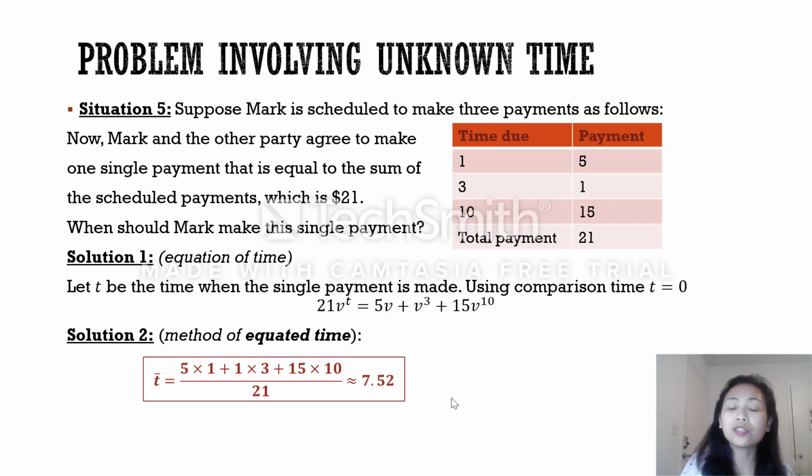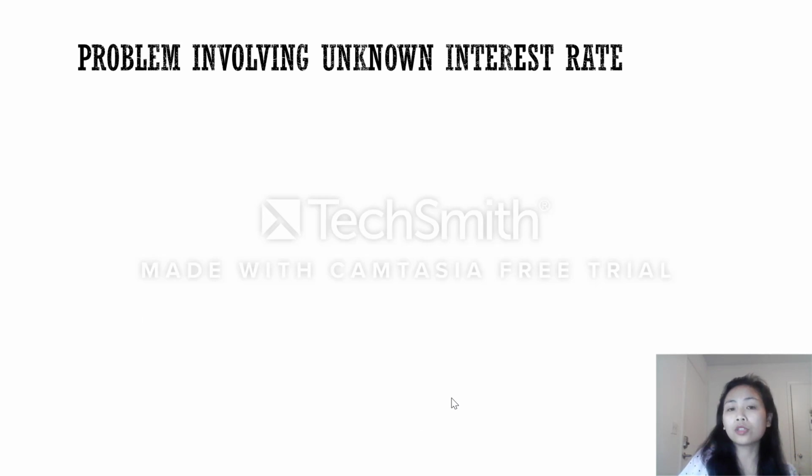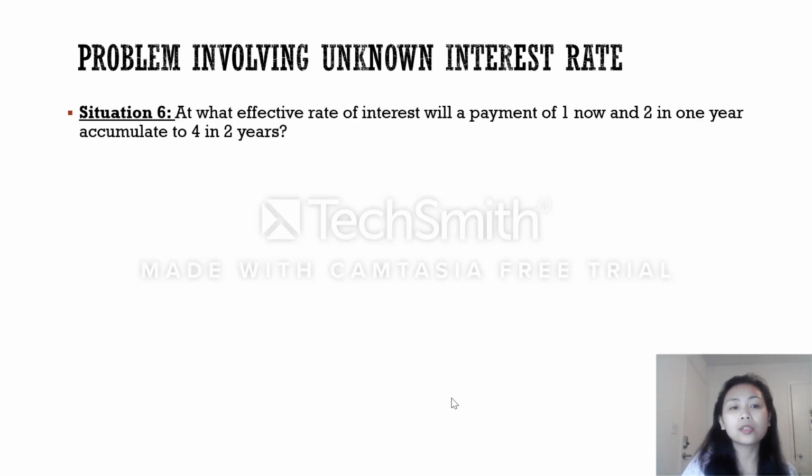It's around 7 years later we should make the payment of $21. So that is the problem involving unknown time. Now we go to the second type, that is problem involving unknown interest rates. So here's the thing. Situation 6. At what effective rate of interest will a payment of 1 now and 2 in 1 year accumulate to 4 in 2 years?